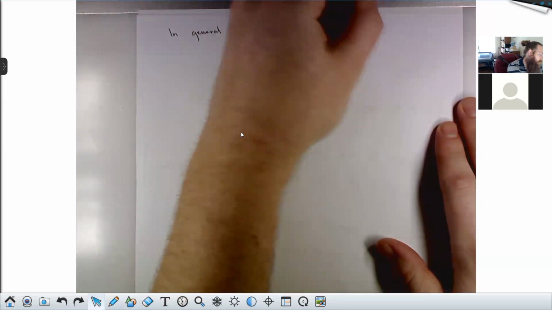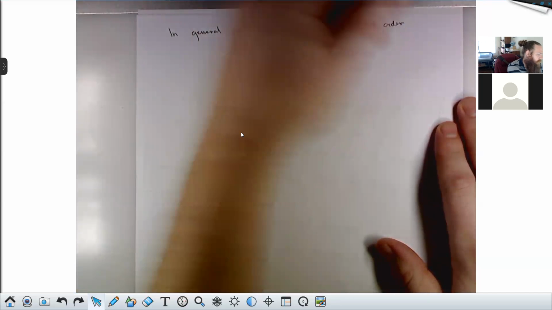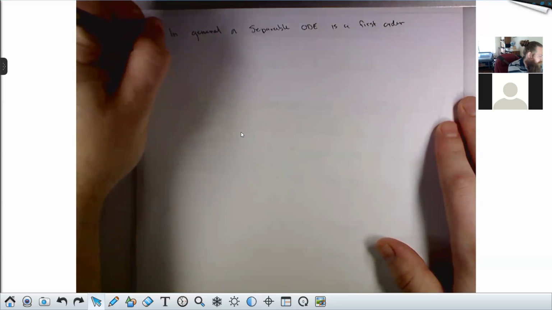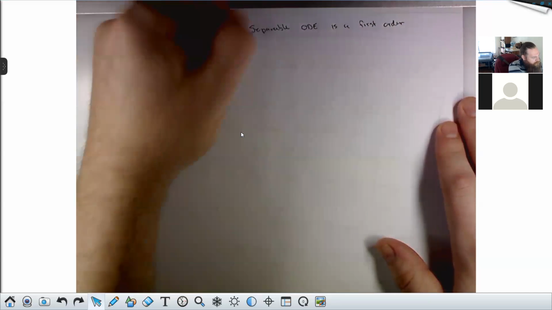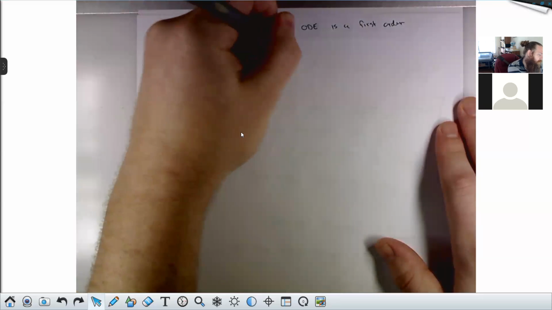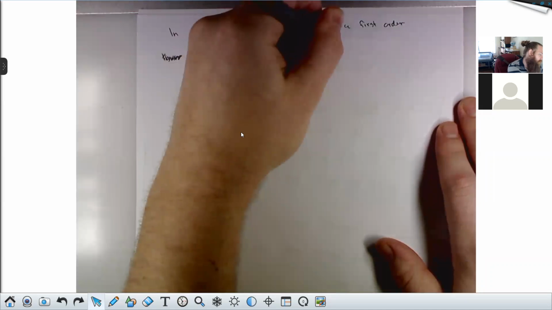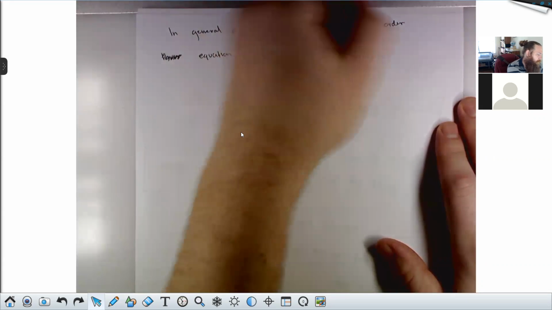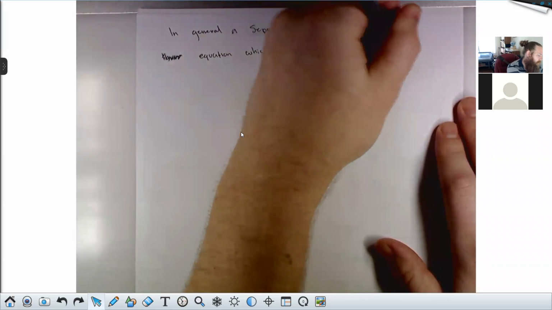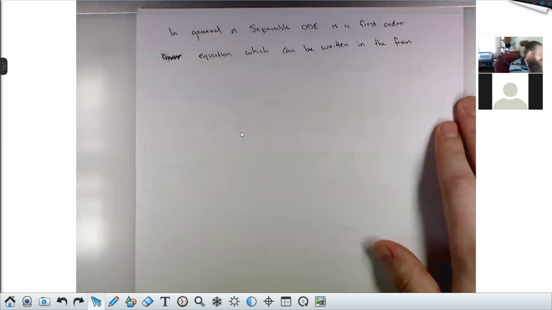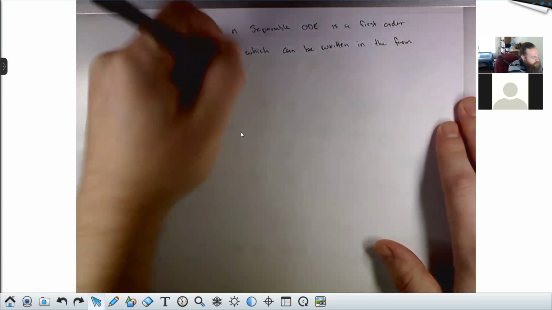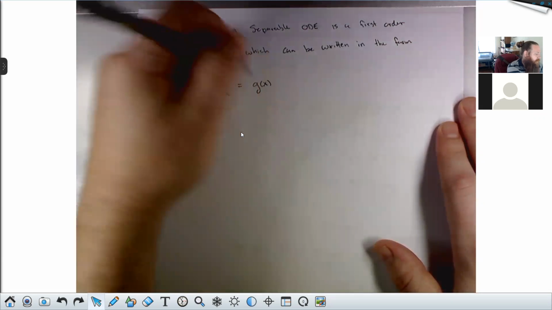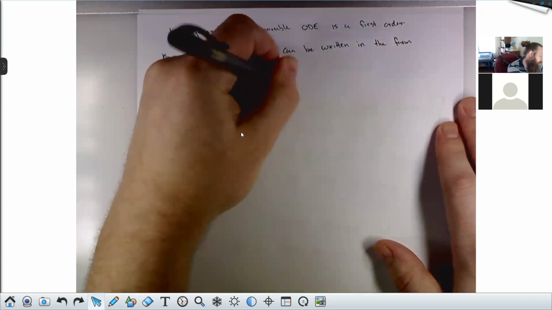is a first order equation, not necessarily linear, I'm sorry, just a first order equation which can be written in the form. I'm going to use the same notation your textbook uses here. dy dx, or y prime, equals some function of x times some function of y.